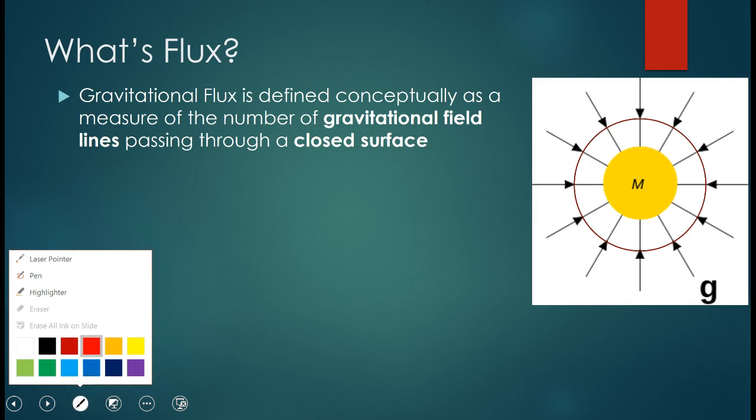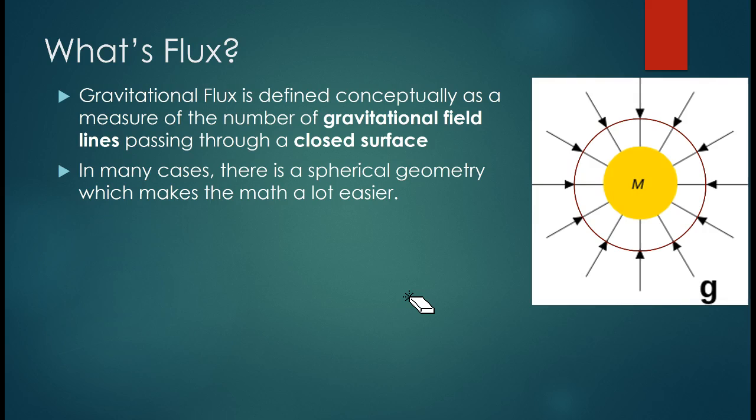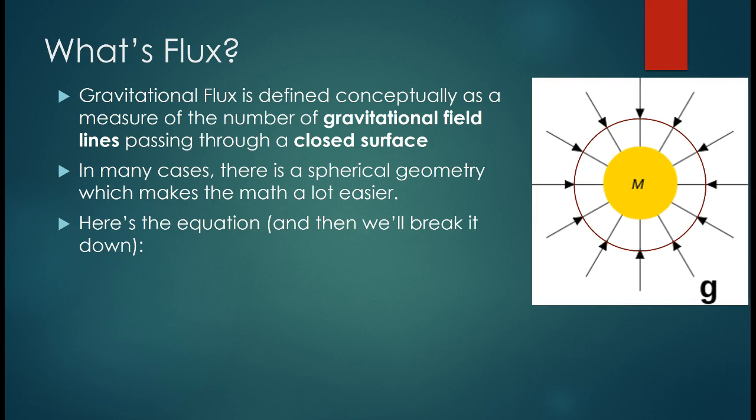Okay, now a closed surface could be a circle, it could be a sphere. Well, it can't be a circle if it's a closed surface. It would have to be a sphere or like a cylindrical can or a box. Okay, but it has to have a surface area. So in lots of cases, there's a spherical geometry that makes the math a lot easier. And so here is the equation, and we're going to break it down.